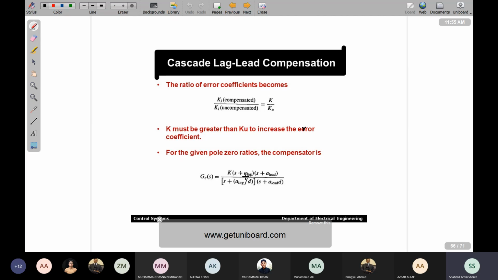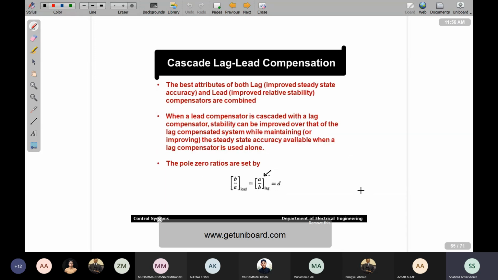So it is K (S plus A lag)(S plus A lead) divided by (S plus B lag) कह देते हैं इसको, and this is (S plus B lead). So B lag is equal to A lag divided by D, और B lead जो है that is in fact A lead into D. And from where we are getting it? We are getting it from here. Any questions?